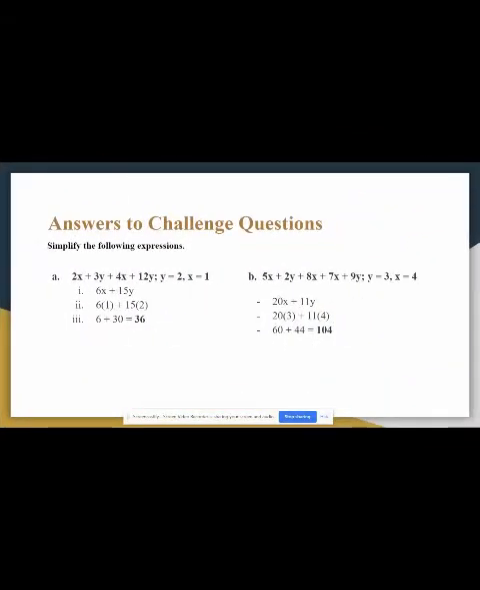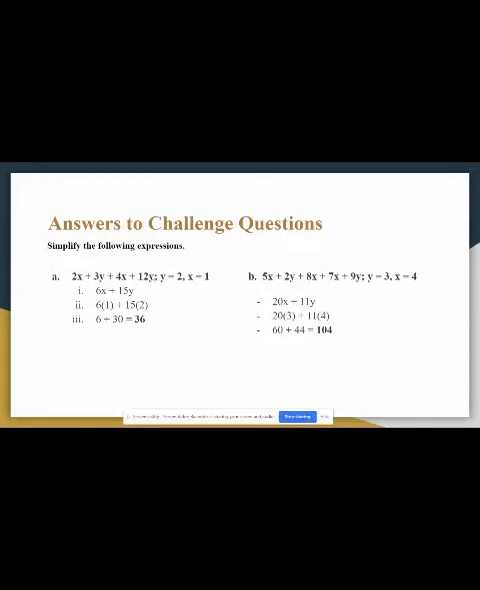Before we move on to the actual lesson, let's take a look at the answers to the challenge questions in the previous video. Here, we are being asked to simplify the following expressions. In this first question, the problem is 2x plus 3y plus 4x plus 12y, when y is equal to 2 and x is equal to 1.